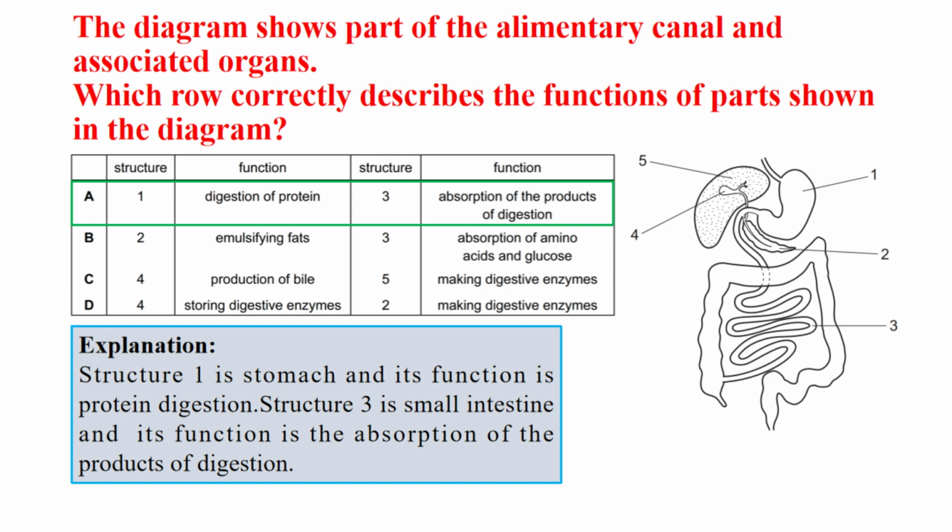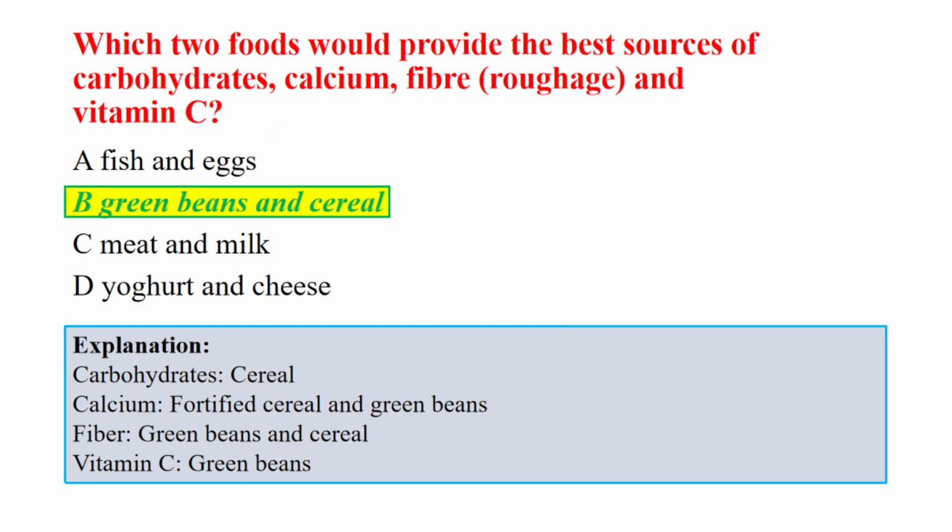So, the correct row that accurately describes the functions of the parts shown in the diagram is option A, Structure 1 digestion of protein, and Structure 3 absorption of the products of digestion. The next question is, to get a good mix of carbohydrates, calcium, fiber, and vitamin C, which option is the best? The answer is B, green beans and cereal.